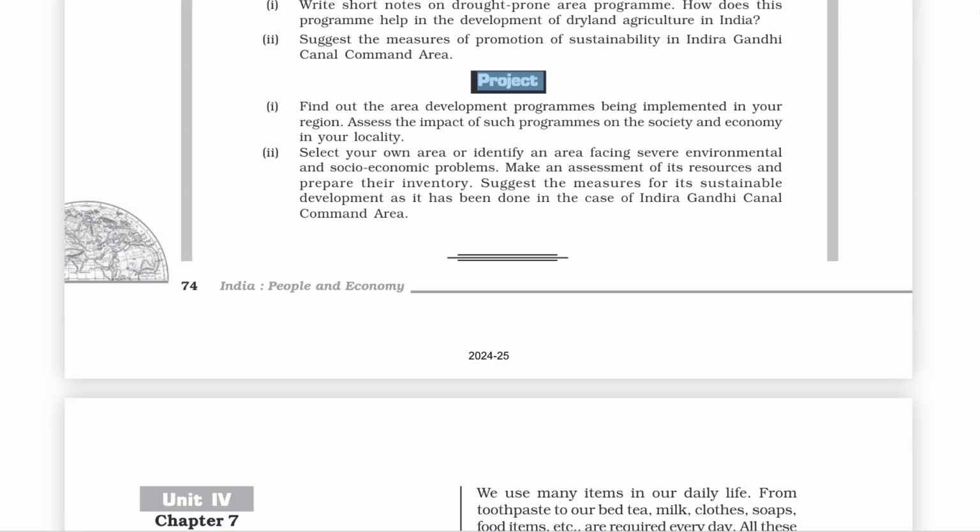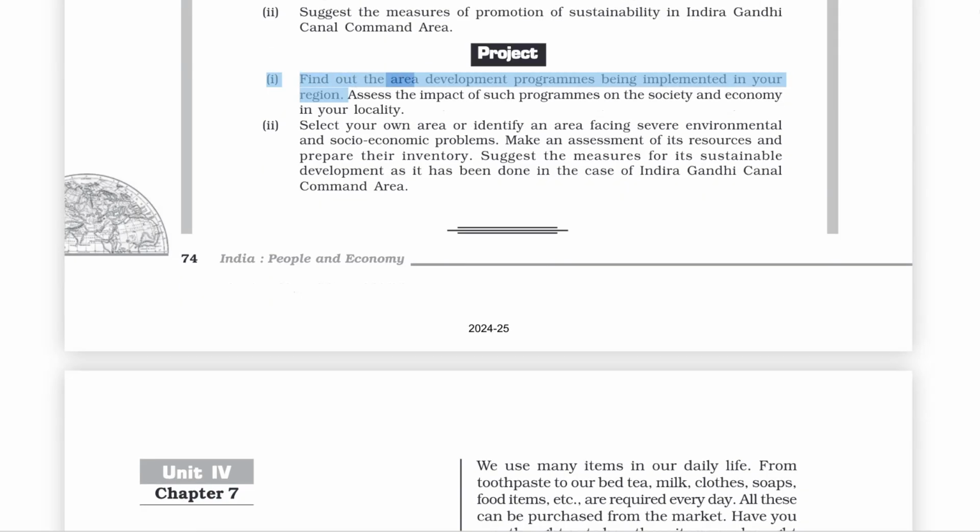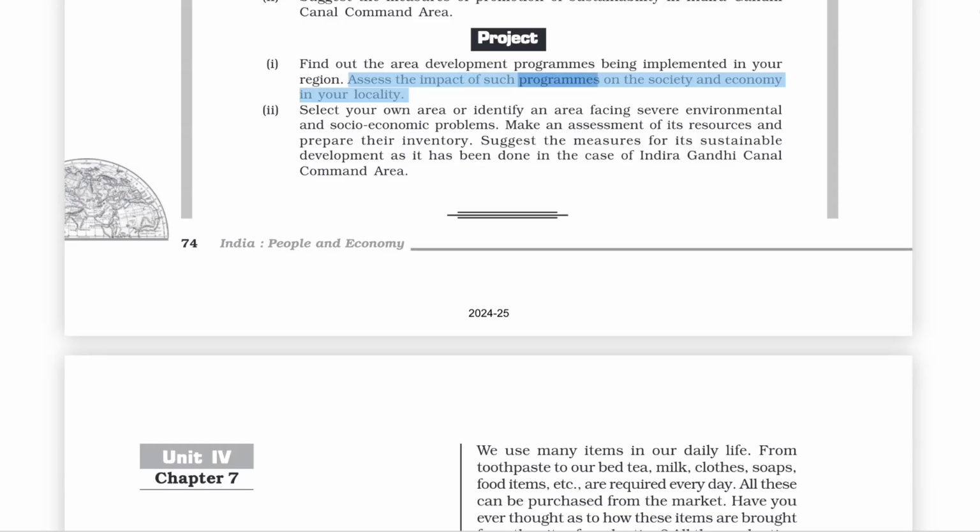Project. 1. Find out the area development programs being implemented in your region. Assess the impact of such programs on the society and economy in your locality.